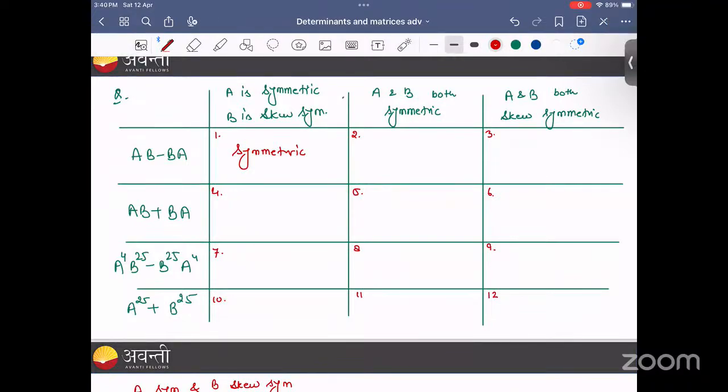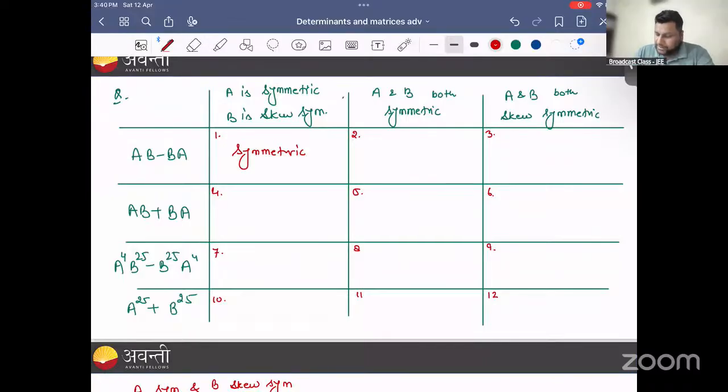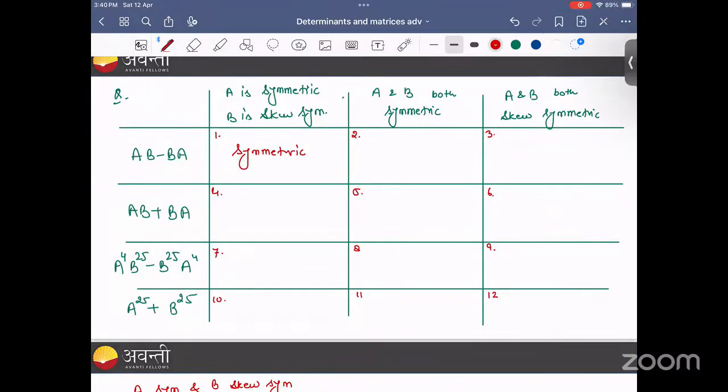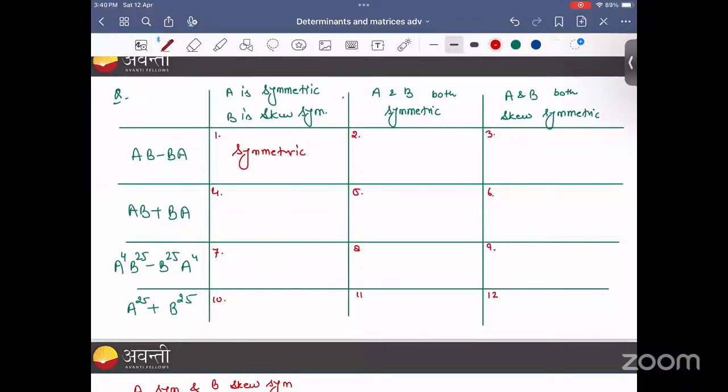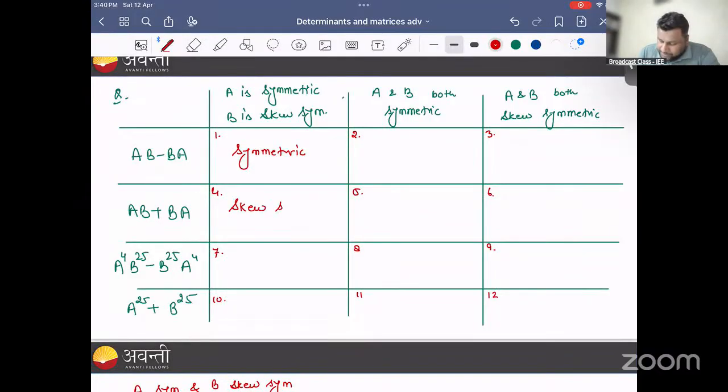Sir, fourth one is skew symmetric, sir. Second one is skew symmetric. Okay. And fourth, if fourth one, sir. Fourth, sorry Rama, speak loudly. Fourth one, sir. Fourth one is skew symmetric, sir. Very good. This will come out to be skew symmetric. Very good.